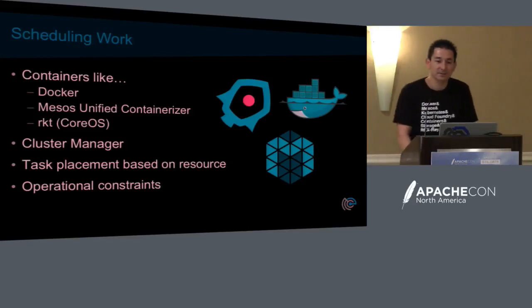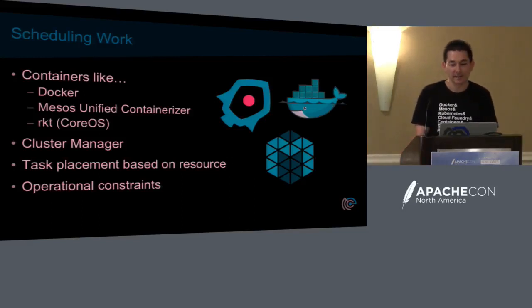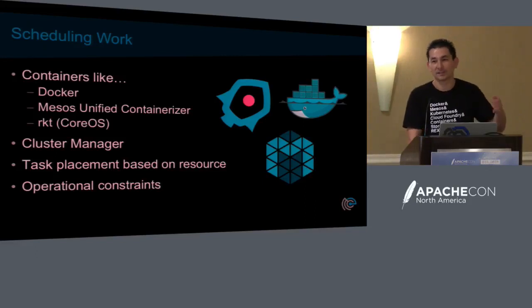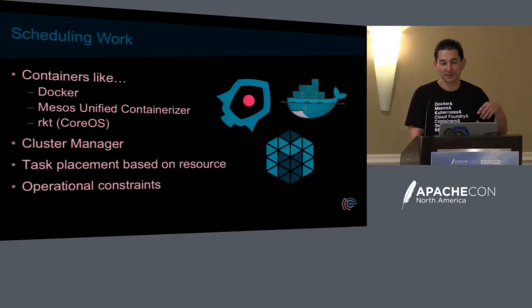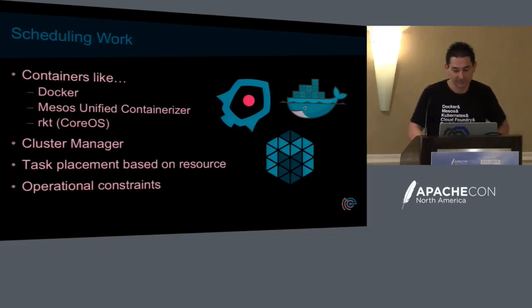And then there's also operational constraints. So when you schedule work, you can say, I want to deploy this particular application. I want it to be scaled to 3 nodes, but maybe you want a constraint that says, hey, when you place these 3 instances, don't place them on the same node, right? Spread them out on 3 unique nodes so that if one fails, the other 2 are up and running.